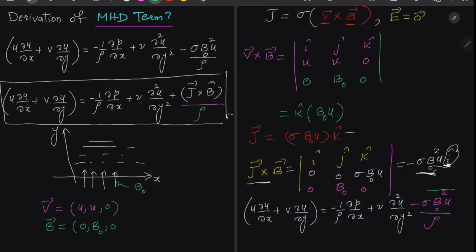And when you convert the momentum equation or your PDEs into ODEs by similarity transformation, this becomes the MHD term, and there is an A as well after transforming this into the MHD term. So this was all about the MHD term.